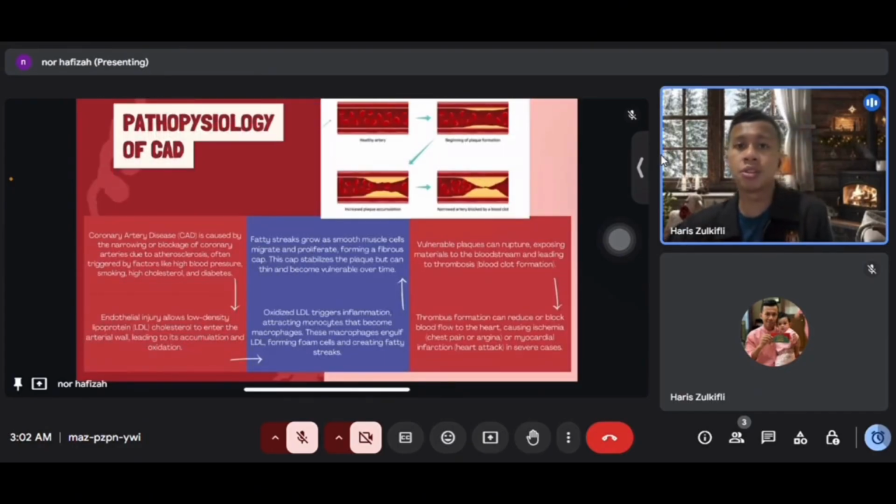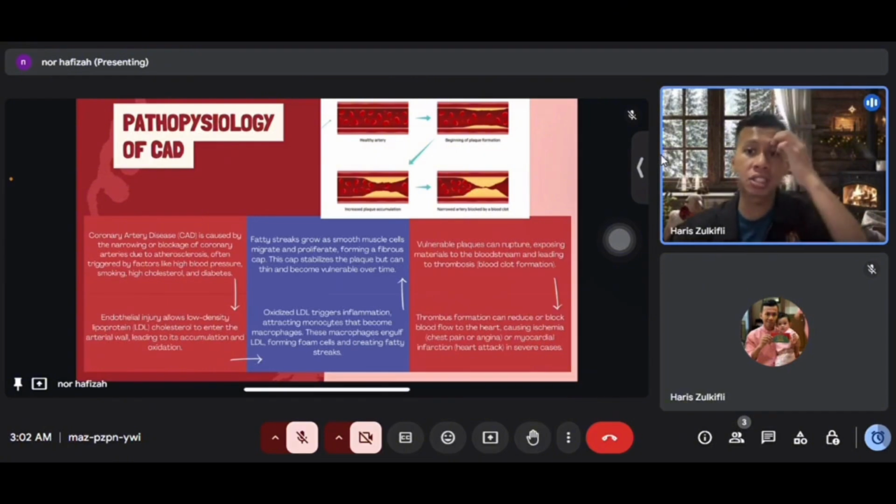Okay, now we'll go to the pathophysiology of CAD. Coronary artery disease is caused by the narrowing or blockage of coronary arteries due to atherosclerosis, often triggered by factors like high blood pressure, smoking, high cholesterol, and diabetes. Endothelial injury allows low density lipoprotein, or LDL, cholesterol to enter the arterial wall, leading to its accumulation and oxidation.